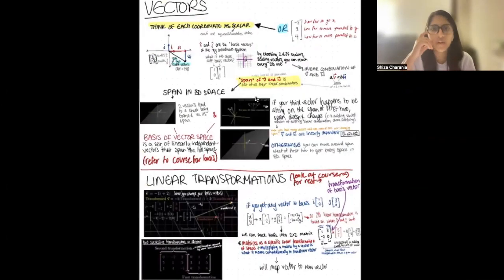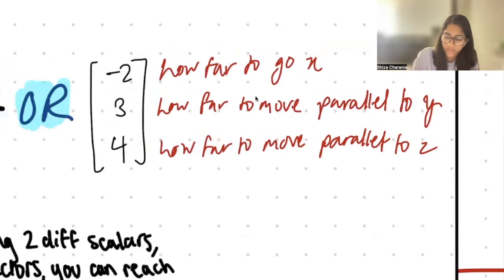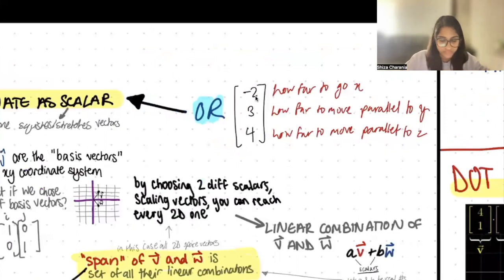Now, in terms of understanding what vectors are and what they possibly look like, you can think of them as coordinates as a scalar. So a vector has 3 different values. The first value is for how far to go in terms of x. The second one is how far to go in terms of y, and then how far to go for z. And you can obviously keep on going and adding more dimensions.